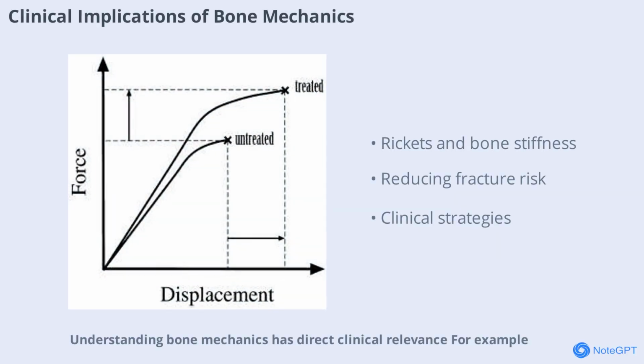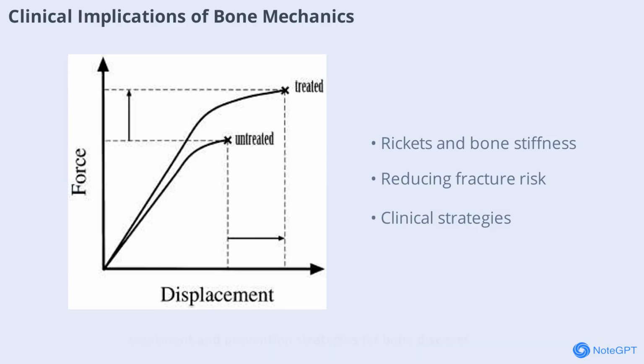Understanding bone mechanics has direct clinical relevance. For example, rickets osteomalacia in children causes bowed legs due to insufficient bone stiffness. Increasing bone mass, optimizing bone geometry, and improving material properties can all help reduce fracture risk. Clinicians use this knowledge to guide treatment and prevention strategies for bone diseases, ensuring better outcomes for patients.